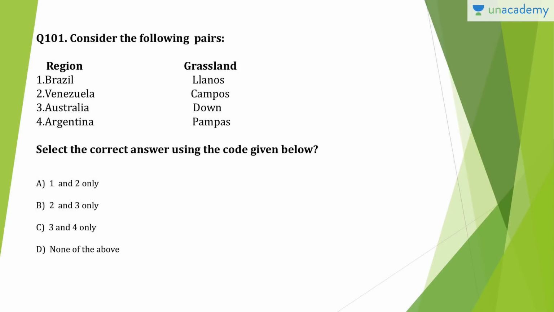So tropical grasslands are known by different names in different regions. In Brazil, they are basically called as campos. The tropical grasslands are of three types: savanna, campos, and llanos. So savanna is in East Africa, campos is in Brazil, and Venezuela has llanos. So they have basically reversed. So 1 and 2 are wrong. And Australia has downs, Argentina has pampas. That is correct. Answer here is 3 and 4.